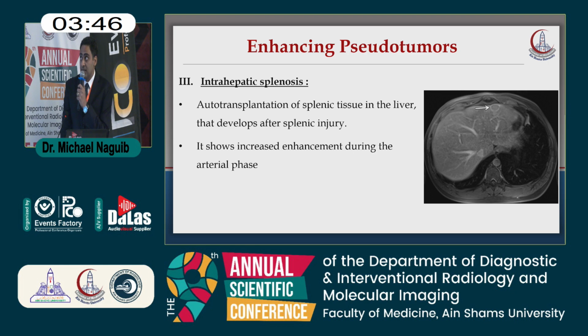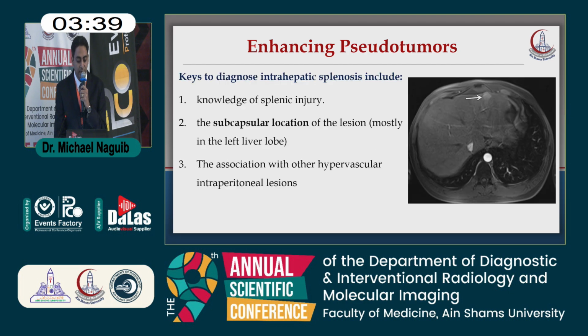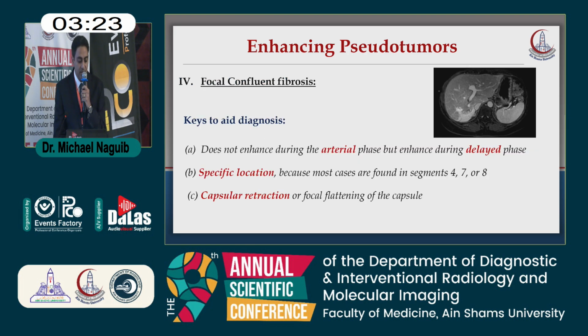This develops after splenic injury, either due to trauma or due to surgery, and it shows increased enhancement during the arterial phase. The key to diagnose intrahepatic splenosis includes history, knowledge of splenic injury, the subcapsular location, mostly at the left lobe, and the association with other hypervascular intraperitoneal lesions. Fourth, focal confluent fibrosis. The key to diagnose is that it doesn't enhance during the arterial phase, but enhances later during the delayed phase.